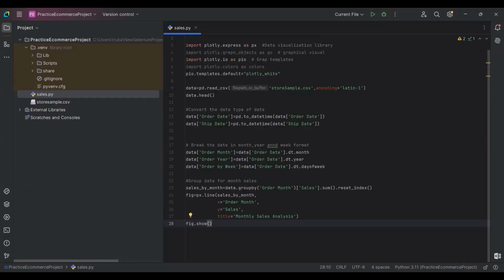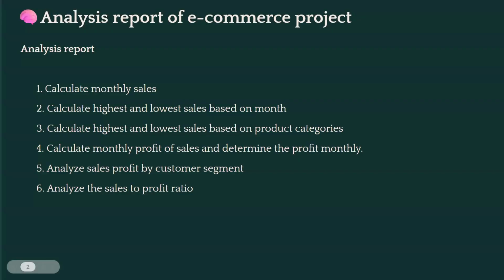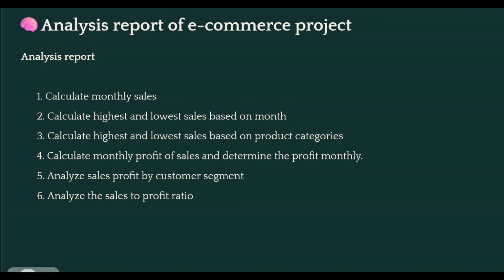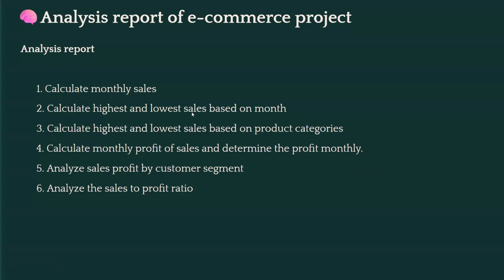Like I said, we have different sections to do. Now the next one, what was my next test case? Calculate highest and lowest sales based on month. Now this one you can try, I guess. You can create the highest and lowest sales. If you see in the chart report itself, you got the highest and lowest sales based on month. So these two are covered.